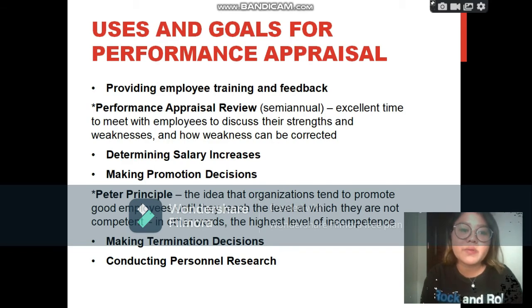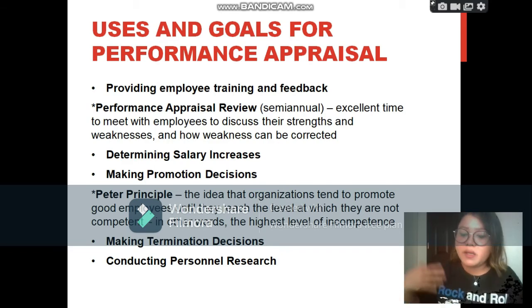So under this we have the performance appraisal review, which is conducted semi-annually. Okay, so this is an excellent time wherein you can meet the employee, and then you can discuss their strengths and their weaknesses, and how they are going to improve those weaknesses. Okay? So performance appraisal is also used in determining salary increase. All right. So that's a good thing, and that's good news for all the employees.